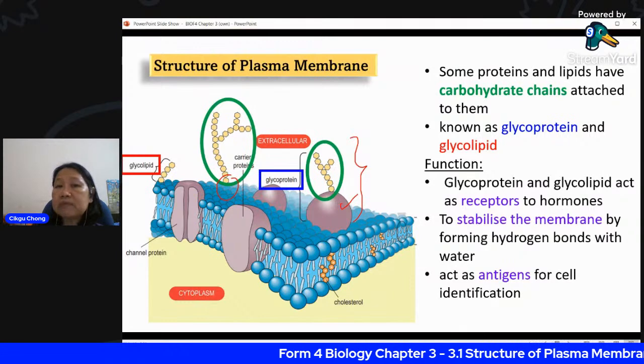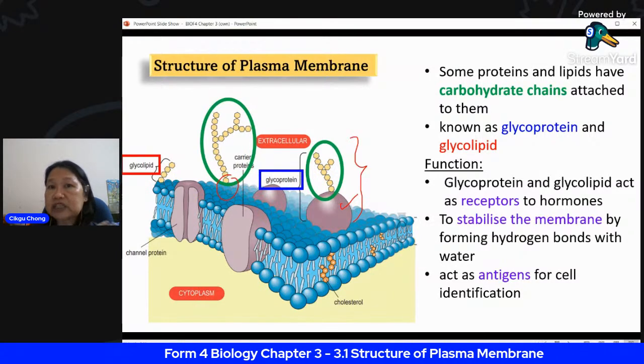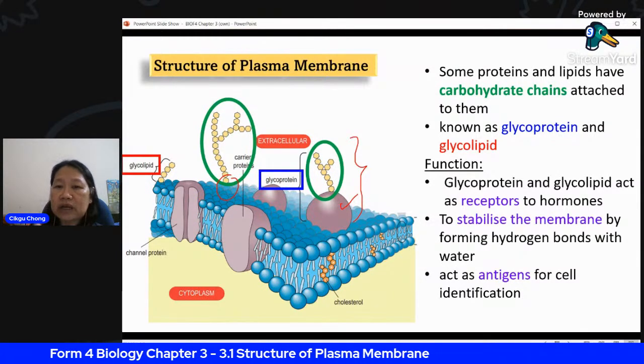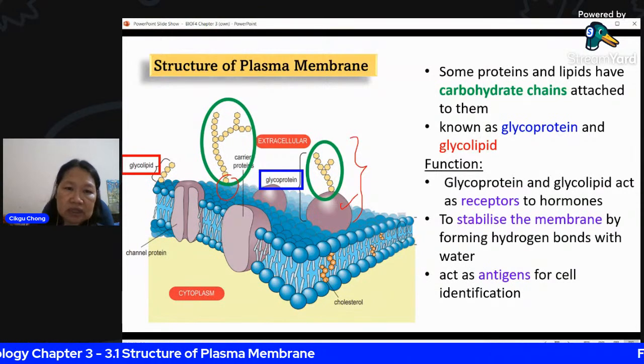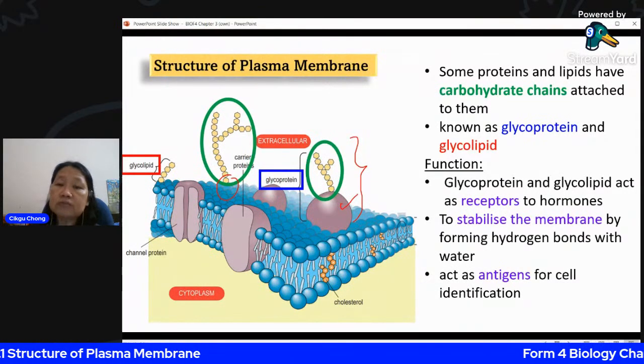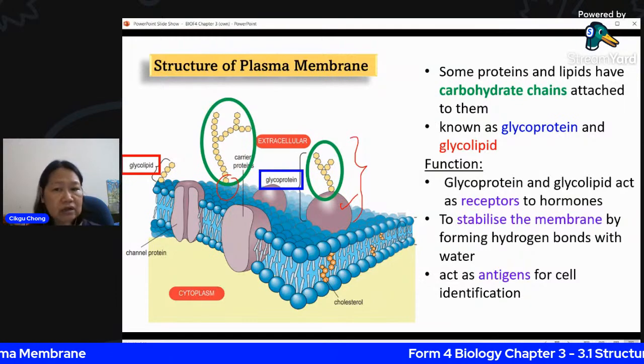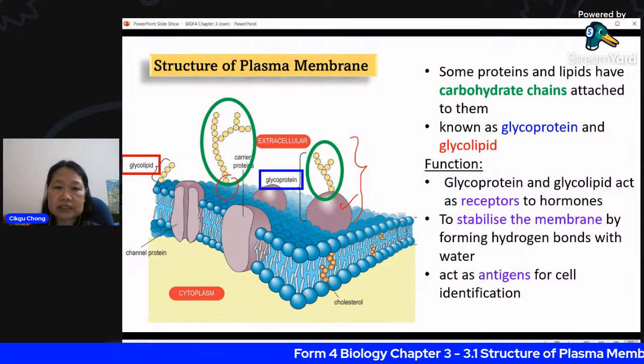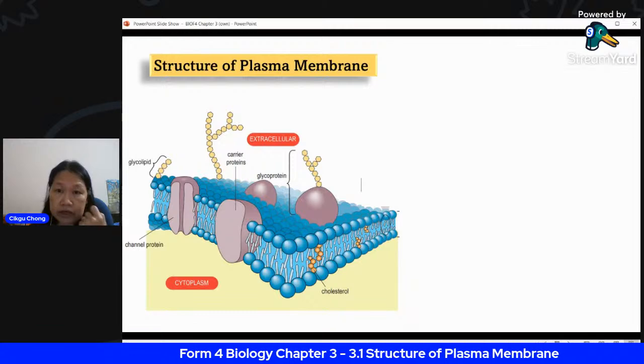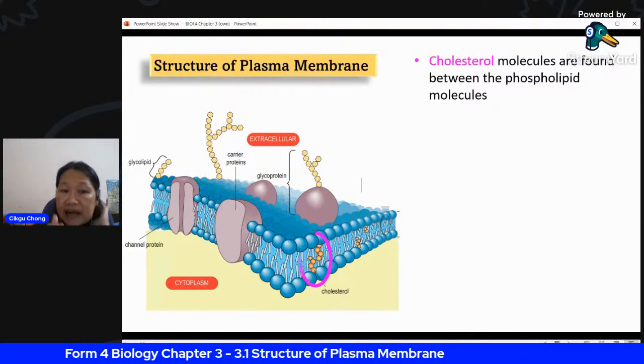Okay, so this question came out before recently, just in our SPM question. Okay, so they asked you for the function of this glycoprotein or glycolipid. So you need to remember at least one of these points here. Okay, next.